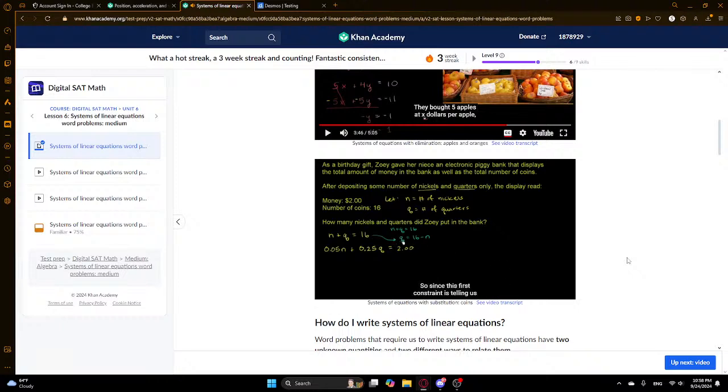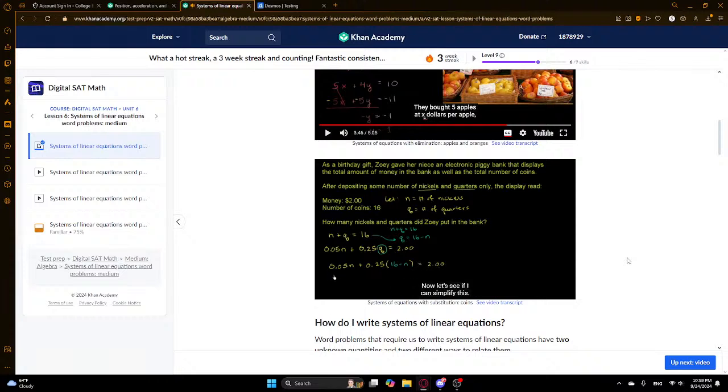Since this first constraint is telling us that q, the number of quarters, must be 16 minus the number of nickels, in the second constraint, every place that we see a q, every place we see quarters, we can replace it with 16 minus n. So let's do that. The second constraint, when we make the substitution, becomes 0.05 n plus 0.25 times, instead of q, I'm going to write 16 minus n. That's what the first constraint tells us. Q must be 16 minus n. That is going to be equal to $2. We're solving the system by substitution.